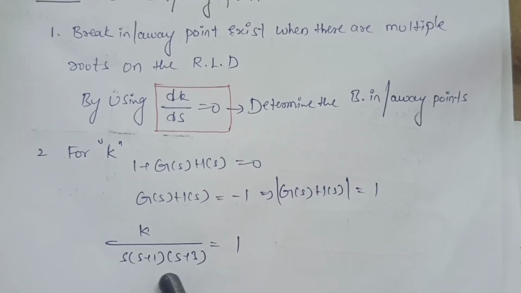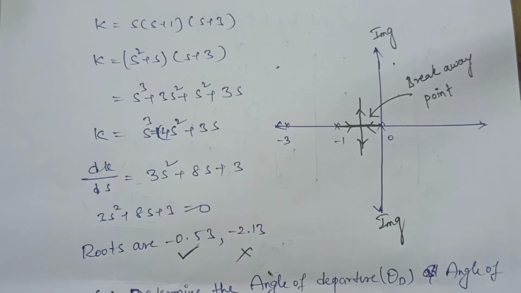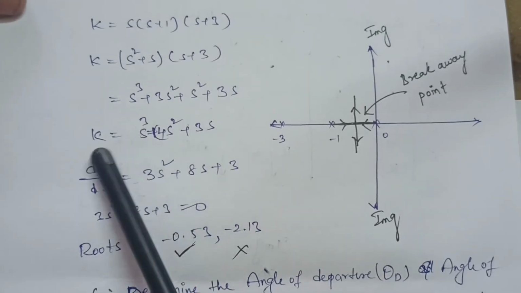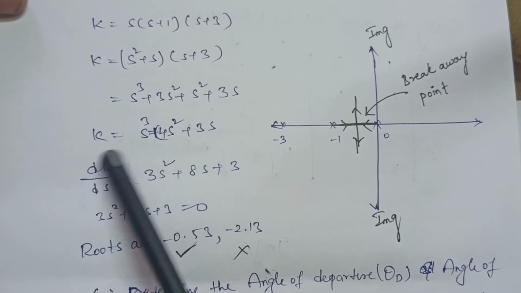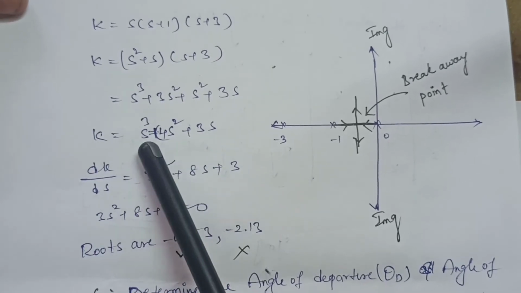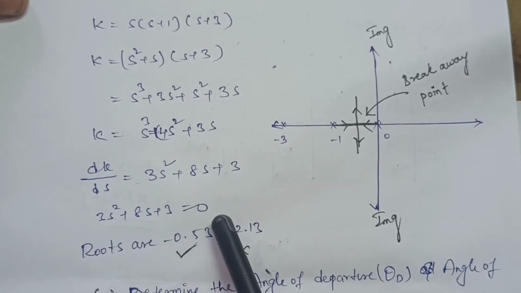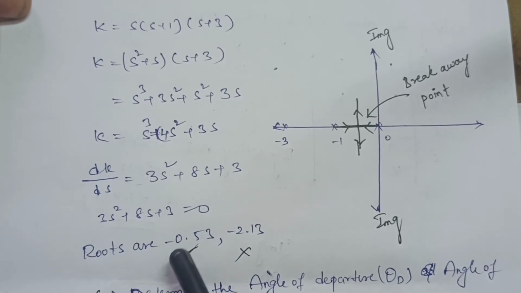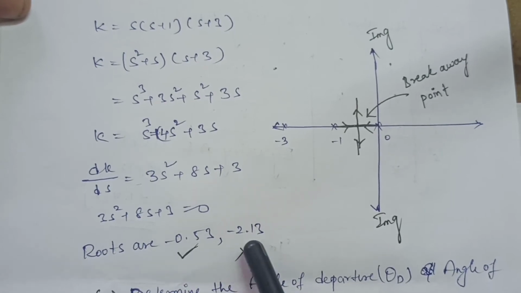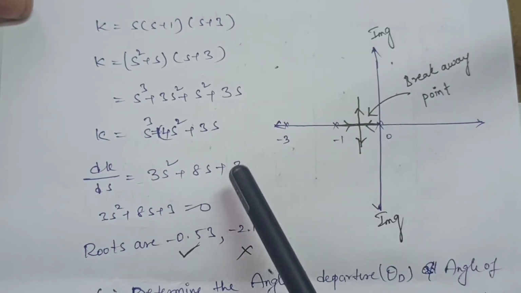K divided by s times (s plus 1) times (s plus 3) equals 1. These terms come to the right side. Now I get K equal to s cube plus 4s square plus 3s. This is our K equation. Now we differentiate with respect to s. Then we get 3s square plus 8s plus 3 equal to 0. From this equation we find the two roots, that is minus 0.53 and minus 2.13. If you look at this diagram, this is a breakaway point, not a break-in point.